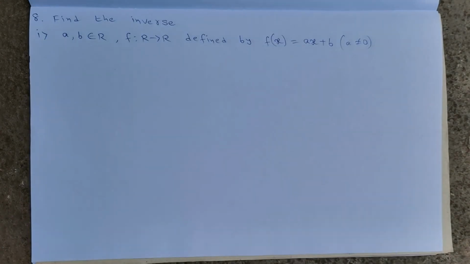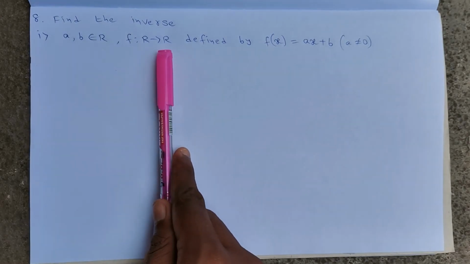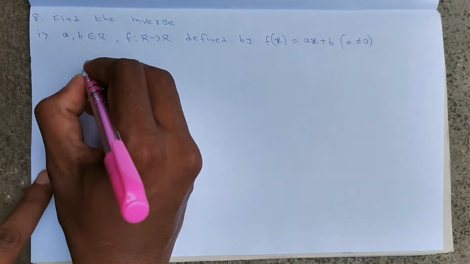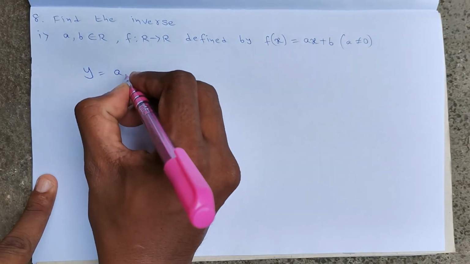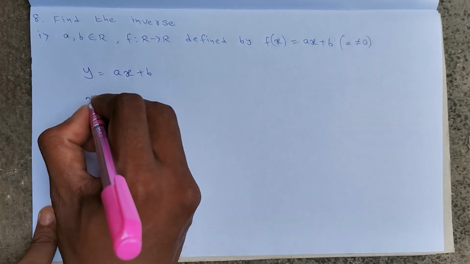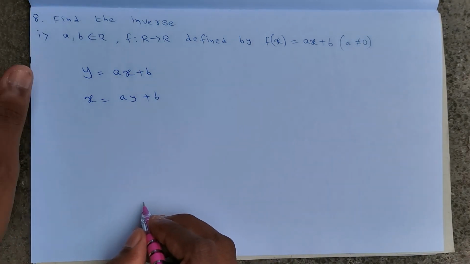Okay, the 8th bit is finding the inverses. The first question is given: a, b belongs to real numbers, f is a function from R to R defined by f of x is equal to ax plus b. So first, f of x, make it equal to y. So y is equal to ax plus b. Now interchange the alphabets. x is equal to ay plus b. Now bring an equation for y.